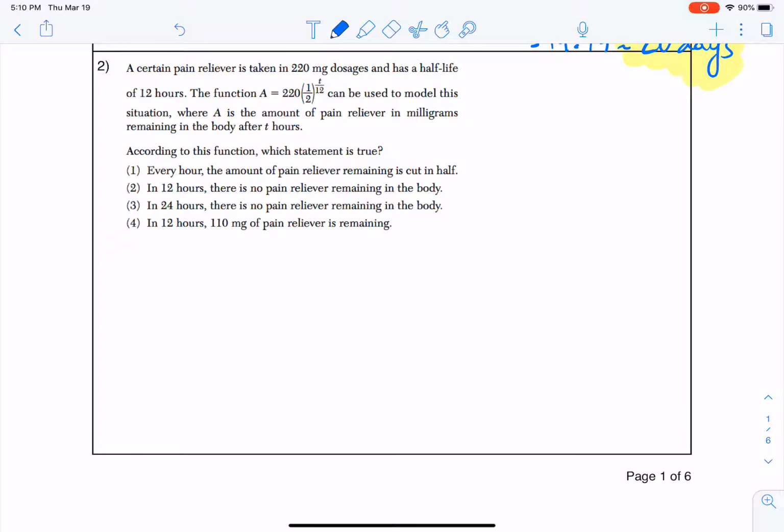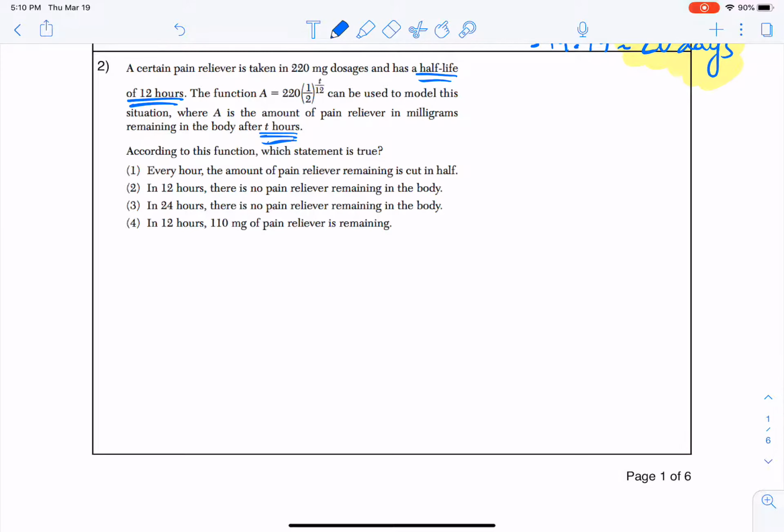Okay, so this is really an interpretation problem, a problem where we're going to have to think about what's happening in the equation and what is described for us. So a certain pain reliever is taken in 220 milligram dosages and has a half-life of 12 hours. The function A equals 220 times 1/2 raised to the t over 12 can be used to model this situation, where A is the amount of pain reliever in milligrams remaining in the body after t hours.